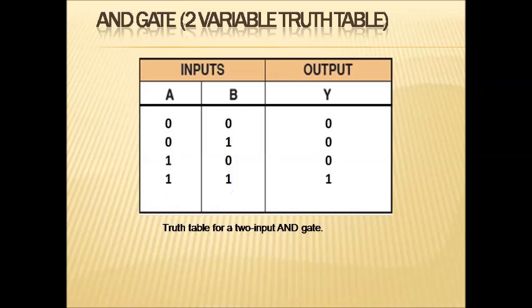Similarly, you can prepare a 3 variable truth table for the AND gate. In the case of the 3 variable truth table also, we can see that only if all the input values are 1, it produces a 1 in the output column. Okay.